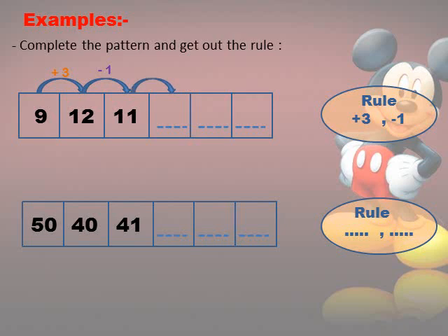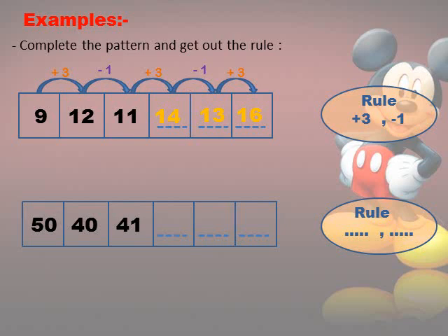Let's repeat the rule again. 11 plus 3 equals 14. Then 14 minus 1 equals 13. 13 plus 3 equals 16. Okay? Now in the next exercise we are going to put our rule.